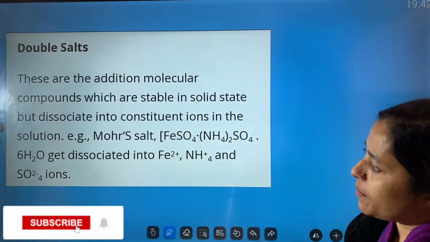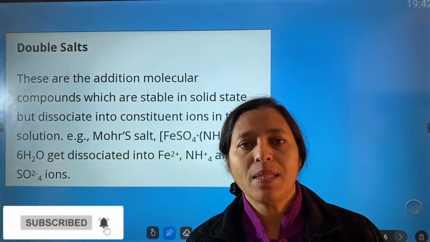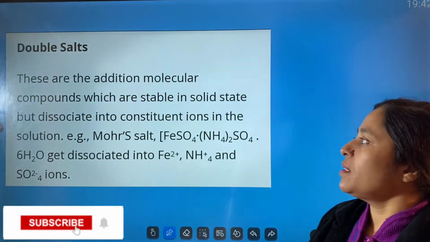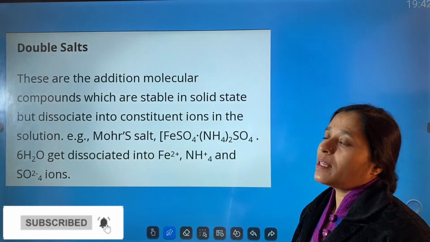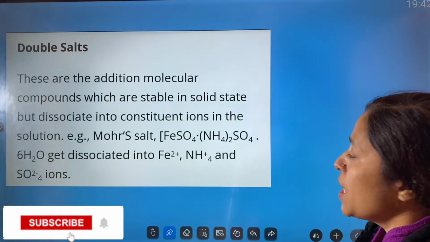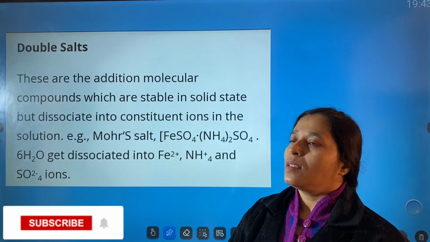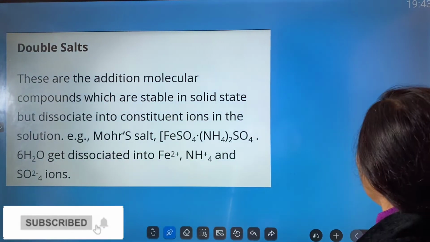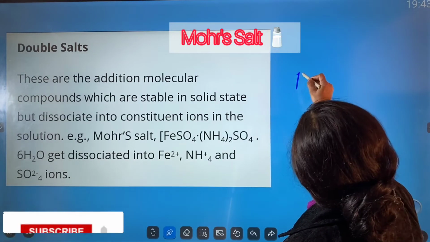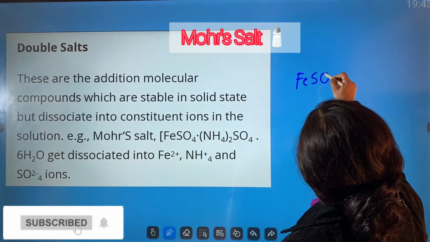The next one is double salts. Now what is the difference between double salts and coordination compounds? Double salts are also additional molecular compounds. They are stable in the solid state but they dissociate into ions in the solution form. So we'll look at its example, that is Mohr's salt.